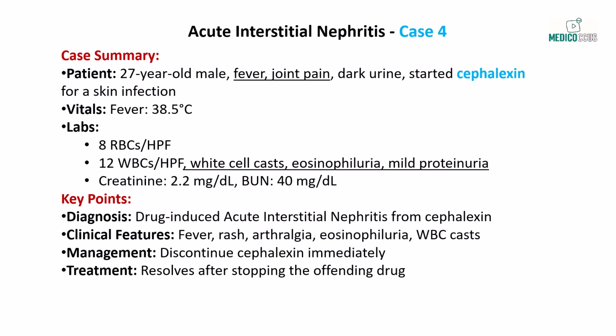The correct answer here is to discontinue cephalexin. This patient has developed drug-induced acute interstitial nephritis, a hypersensitivity reaction commonly triggered by drugs like penicillins and cephalosporins. Key clinical features include fever, rash, arthralgia, and eosinophiluria, along with white blood cell casts in the urine. The first-line treatment is to stop the offending drug.